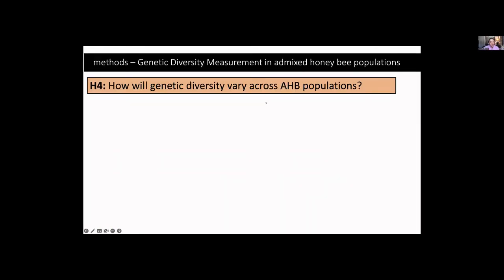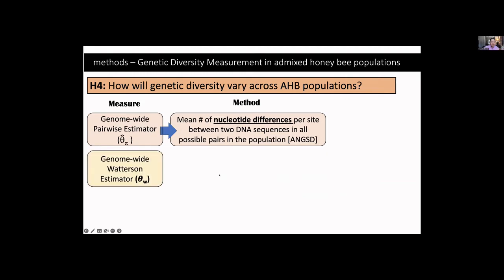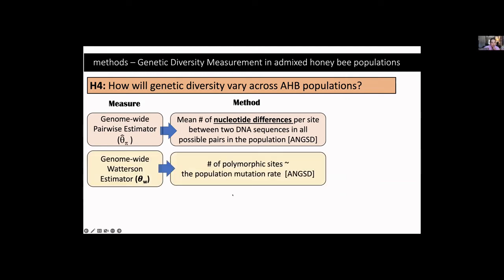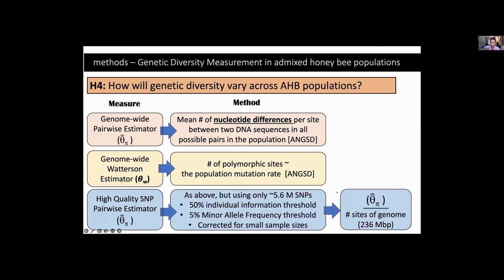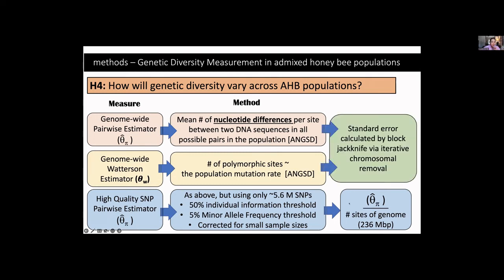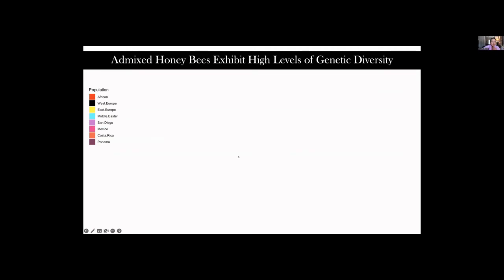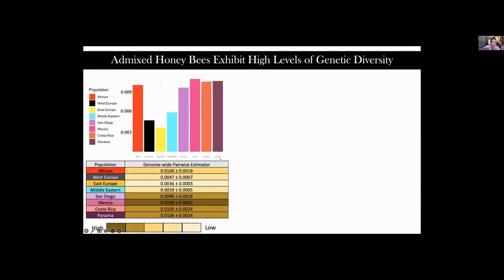And then my last question was, how does genetic diversity vary across Africanized honeybee populations? To calculate this, we did a genome-wide pairwise estimator and the genome-wide Watterson estimator, two different types of calculations. And then also, in order to control for the fact that Wahlberg's bees were sequenced to a lower depth than both mine and Harper's sequencing set, we just calculated genomic diversity using high quality SNPs. And when we did that calculation, we weighted it by the number of sites in the genome. And also for the other two genome-wide estimates, I calculated standard error by block jackknife technique by removing each chromosome at a time. And so this is the first results of that.